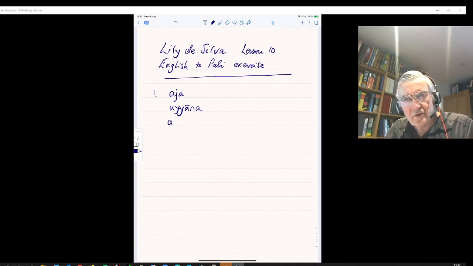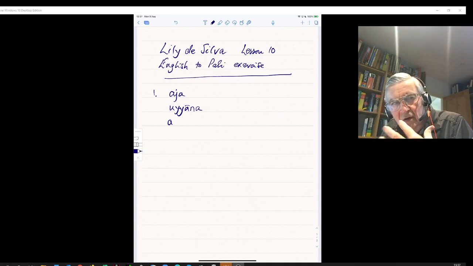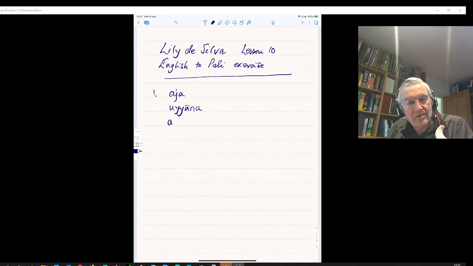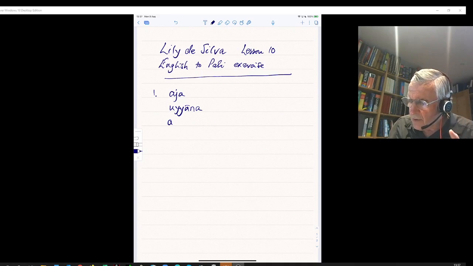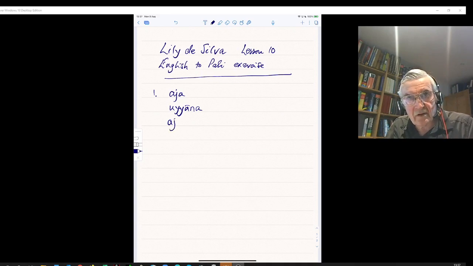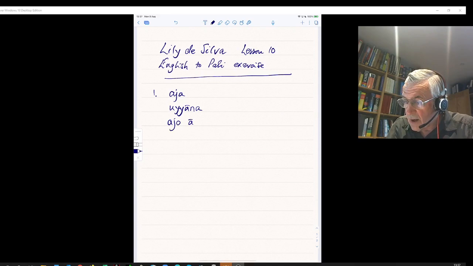In my little pauses, I'll be building up the sentences now very gradually with pauses, so you can build up the sentence bit by bit, hopefully to increase your confidence as you go along. So aja, nominative singular is ajo. So the goat wanders is ajo ahindati.